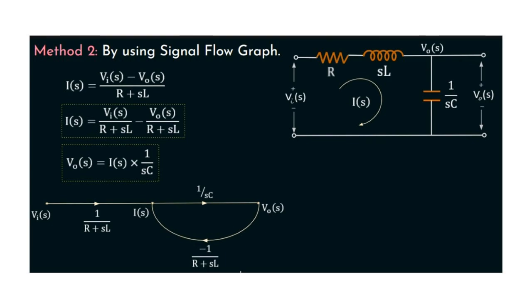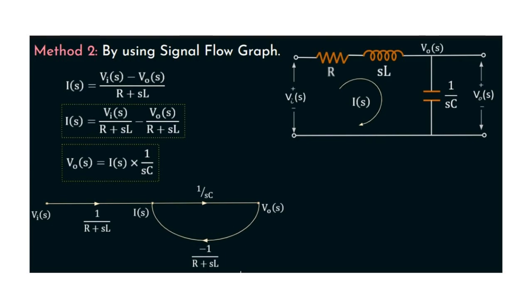We can also rearrange it, and then it becomes I of S is going to be 1 over R plus SL multiplying Vi of S minus 1 over R plus SL multiplying Vo of S. So now we move on to the capacitor voltage equation, and this output voltage is simply going to become the voltage across the capacitor. That's going to be Vo of S is equal to 1 over SC multiplying I of S.